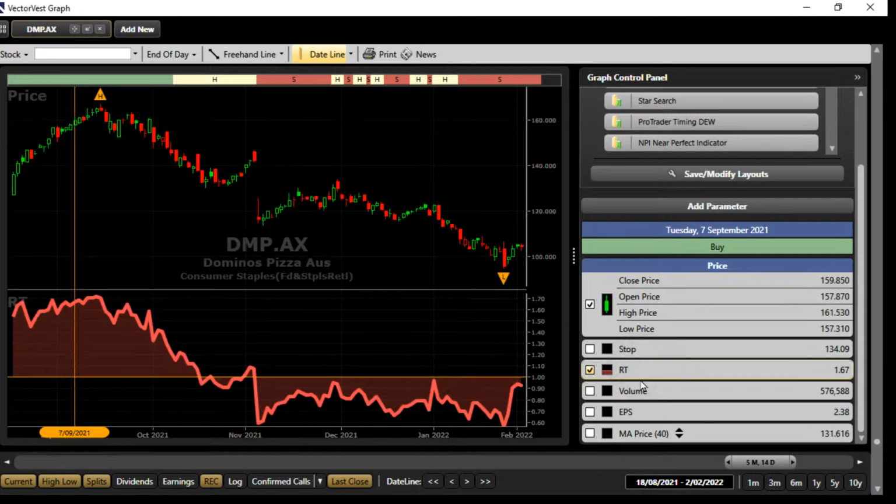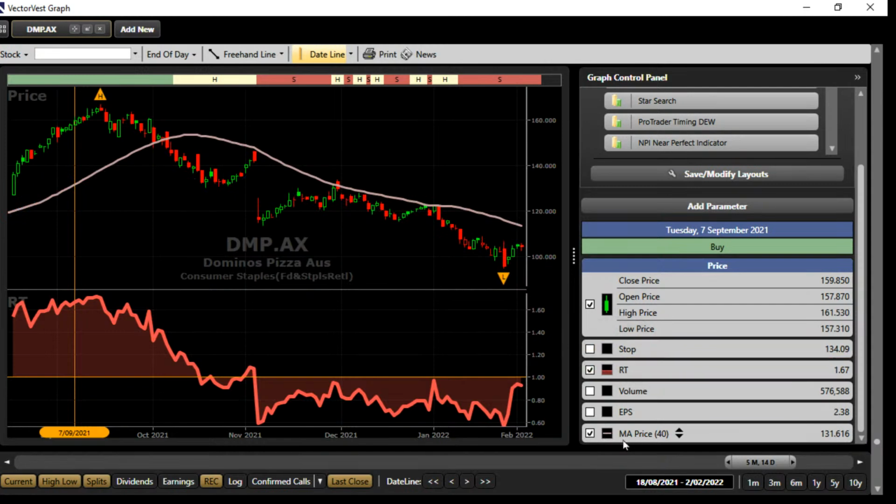So we put on our relative timing, we put in our 40-day moving average, and we put in our stop line. Now, I'll do this slowly to begin with. We do it this way. So here we see relative timing really starting to break down. Here it breaks down, and we go through the one. It bounces back up, and then we're back through the one line again.